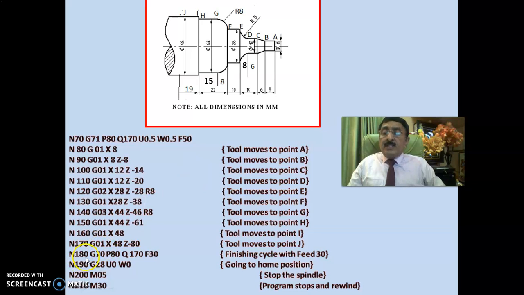For finishing we just use this cycle, G70 P80 Q170, that means between the block numbers N80 and N170 you do the finish turning at a feed of 30 mm. If you just give this, the same tool will come and remove only the extra allowance that is left on X and Z, and it finally becomes the exact profile that you wanted, with utmost accuracy. 8 means it will be exactly 8, removing allowances and all that. Then the tool goes to home position. M05 stops the spindle, M30 stops the program and rewinds.